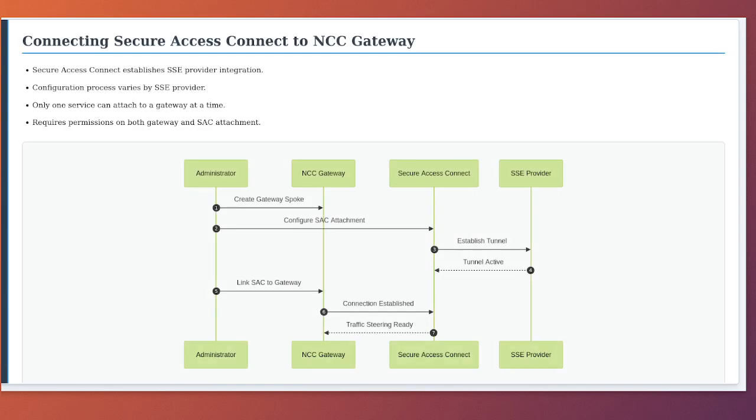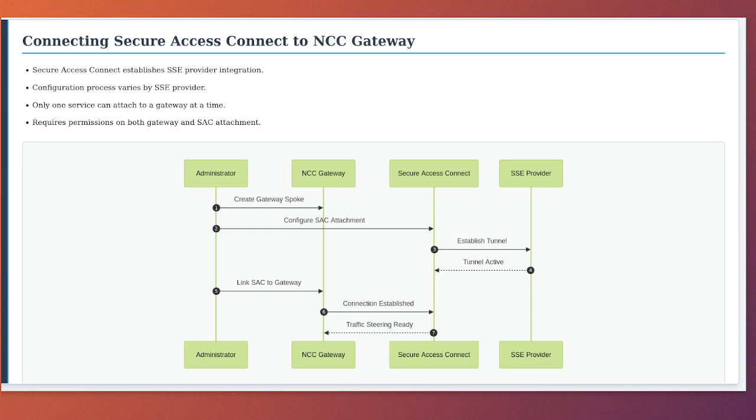Connecting Secure Access Connect to NCC Gateway. The next step is connecting the Secure Access Connect attachment to your NCC Gateway. This integration enables traffic to flow to your chosen SSE provider for security inspection. Secure Access Connect is the service that establishes connectivity between NCC Gateway and third-party SSE products. It handles the tunnel establishment, routing, and traffic steering to send packets to the SSE service and read inspected traffic back. The connection process varies depending on your secure service edge provider.